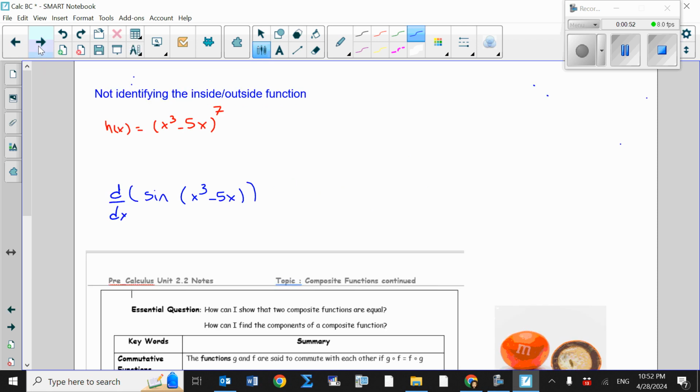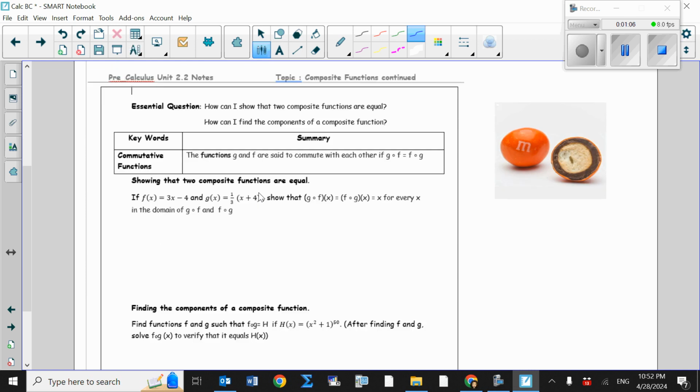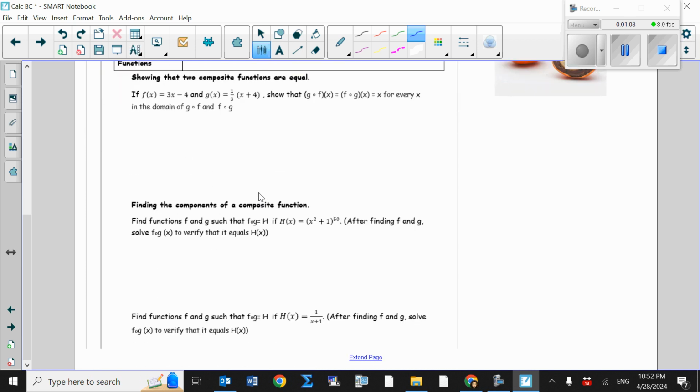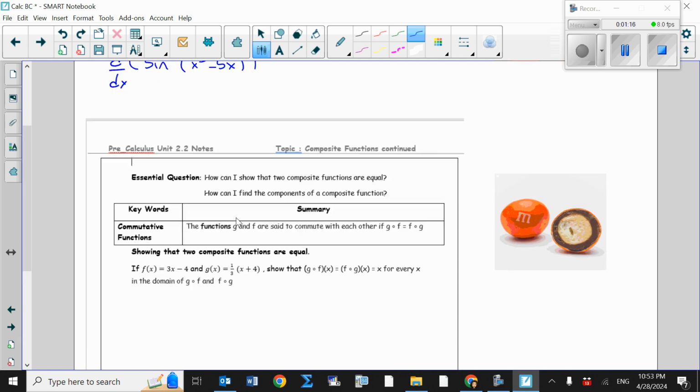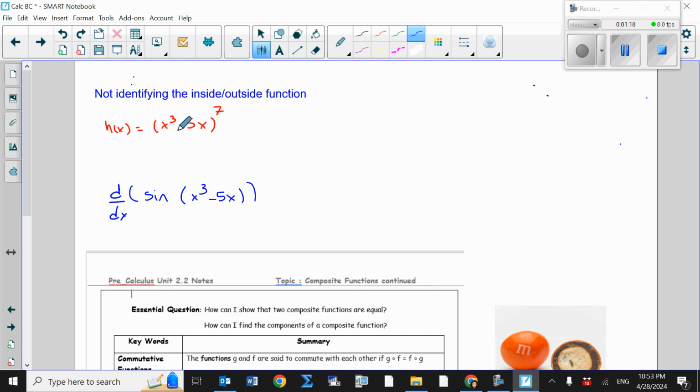Another common mistake is this. We have a composite function. They know that this is a composite function and they need to use the chain rule, but they cannot identify which one is the inside and which one is the outside function. So that's why we have a lesson in regular pre-cal where we give them a composite function and ask them to find the components. They need to find the inside and outside function. That helps them get ready for the test level.